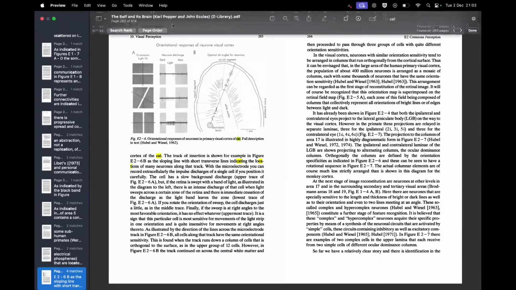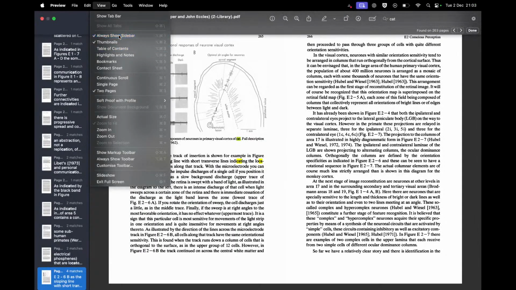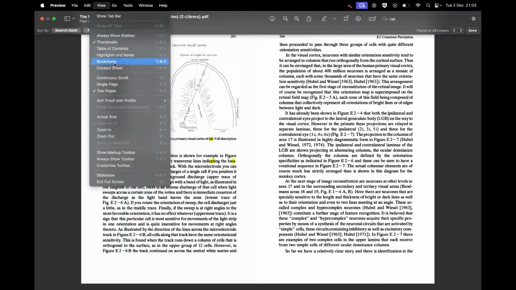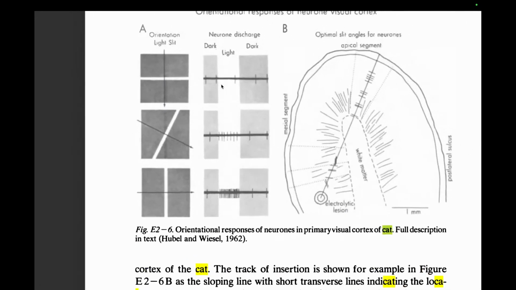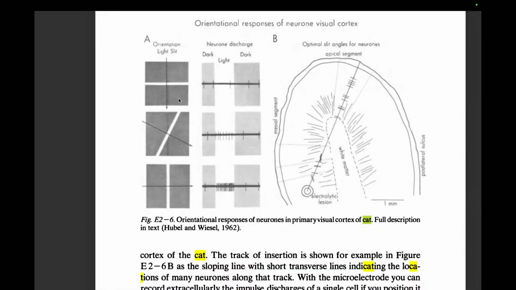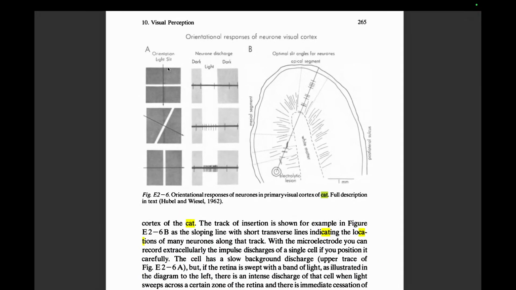Here we go. So this is what they were looking at in the cat's visual system. When light enters into the eye and the orientation of the slit changes, there's a small gap between two stimuli, and lightness, darkness and contrast have an effect, essentially. So this is what Hubel and Wiesel were looking at.